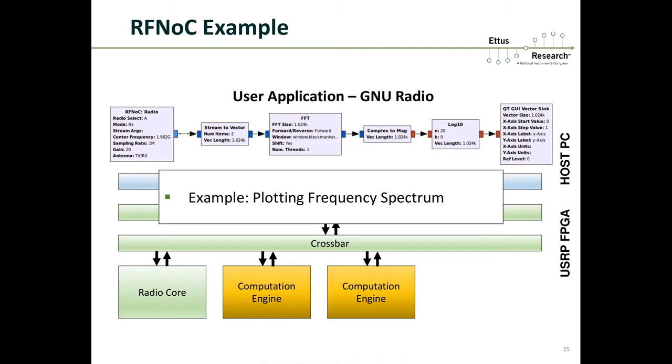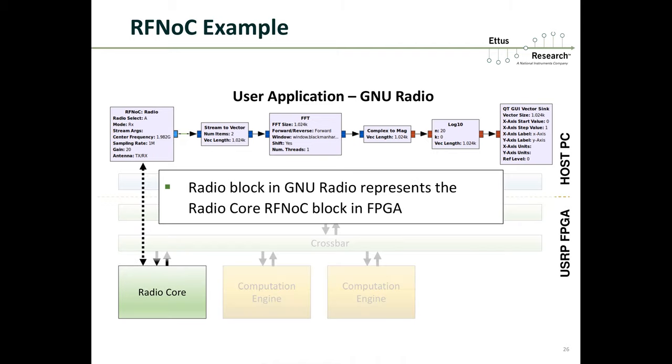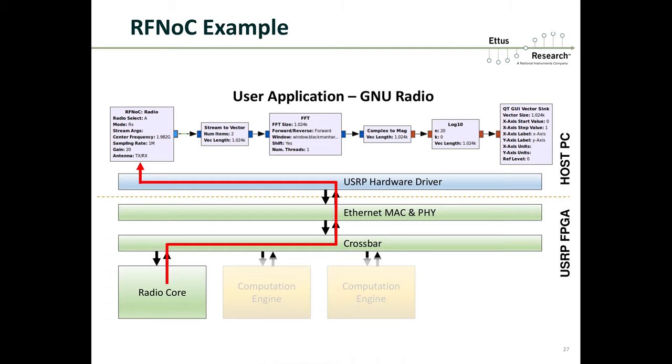Let's consider an example of plotting frequency spectrum to see how RFNoC is used from within GNU Radio, and to see what the data flow looks like. As mentioned earlier, received IQ samples are output from the radio core block. Note that the radio core block is represented by an RFNoC-specific block in the GNU Radio flow graph, with the prefix RFNoC in the block's name. The corresponding data flow on the FPGA is illustrated by the solid red line in the diagram. Recall that all data flow between blocks in the host computer must pass through the crossbar.